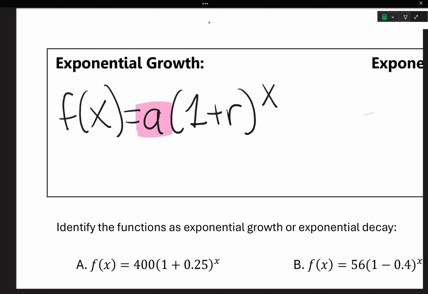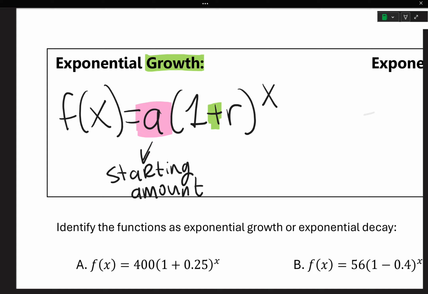A is our starting amount, just like a was our y-intercept when we were just looking at regular exponential functions without considering growth or decay. A is the starting amount, which is, again, the same thing as our y-intercept. Because it's exponential growth, I have a plus sign, and this r right here is the percent rate, or the percent change. Percent change.